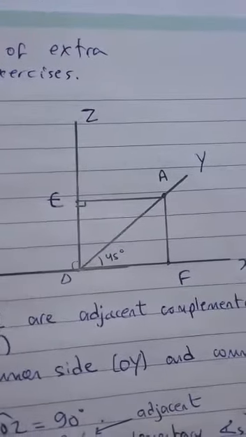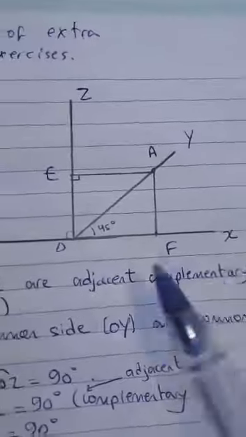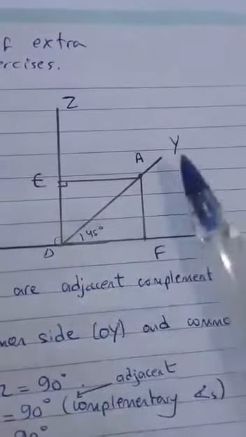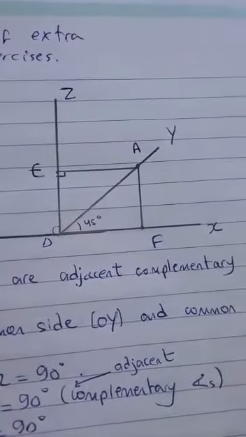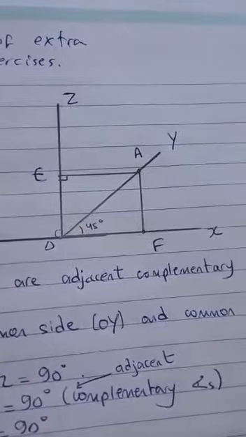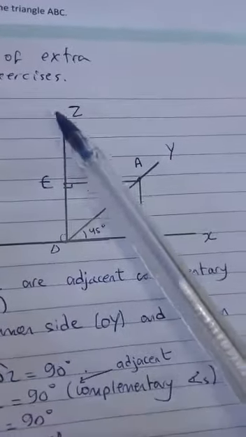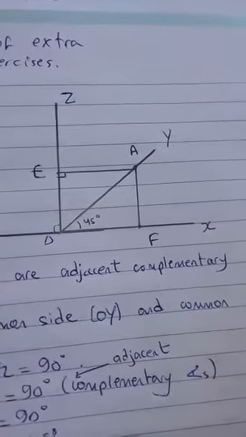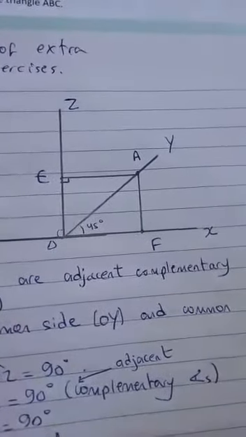In extra 3, they asked us to draw two semilines, OX and OY, such that they have the measure of 45 degrees. Angle XOY equals 45 degrees. And they asked us in part B to draw a semiline OZ, such that the angles XOY and YOZ are adjacent complementary.